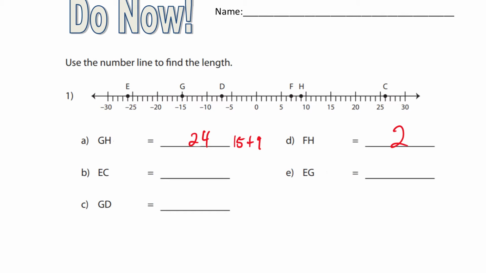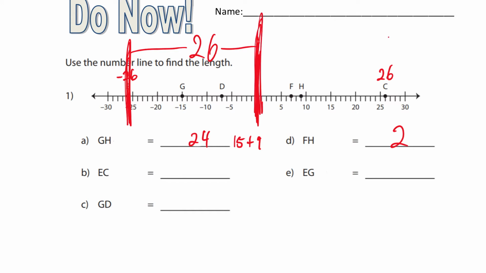All right, EC. So E is way down here at negative 26, and C is way over here at positive 26. From 0 down to negative 26, I mean, we never have length as being negative, but from 0 to negative 26 is 26 units. And then from 0 up to here is 26 from there to there.